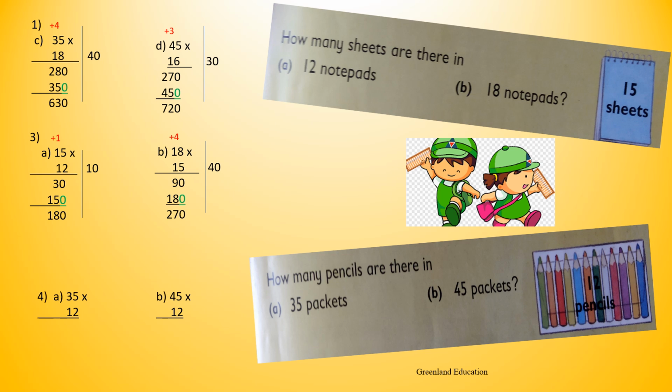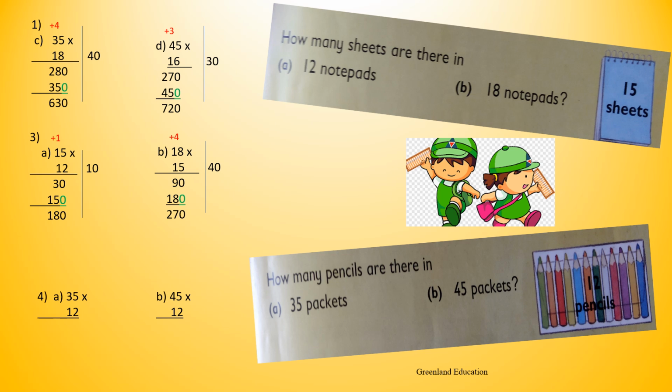Now you have to add these two numbers. 0 plus 0, 0. 8 plus 5, 13. From 13, put 3 here. Take the remaining 1 and give it to the hundreds place. 3 plus 5, 8. Plus 1, 9. So the answer is 630.